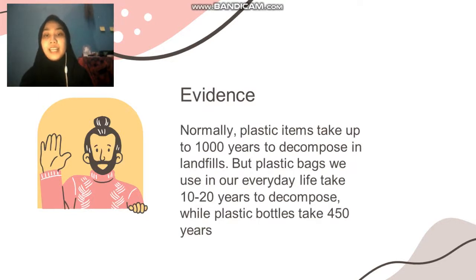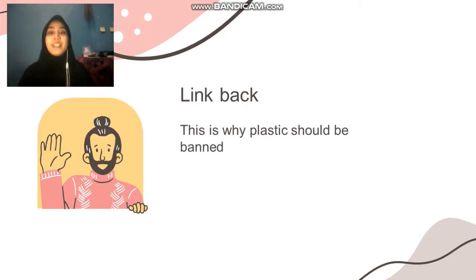And then the evidence is that normally a plastic item takes up to 1,000 years to decompose in landfills, but the plastic bag we use in our everyday life takes 10 to 20 years to decompose, while plastic bottles take 450 years. So that's the evidence about why plastic items should be banned. And the link back is like, you just say this is why plastic bags should be banned.